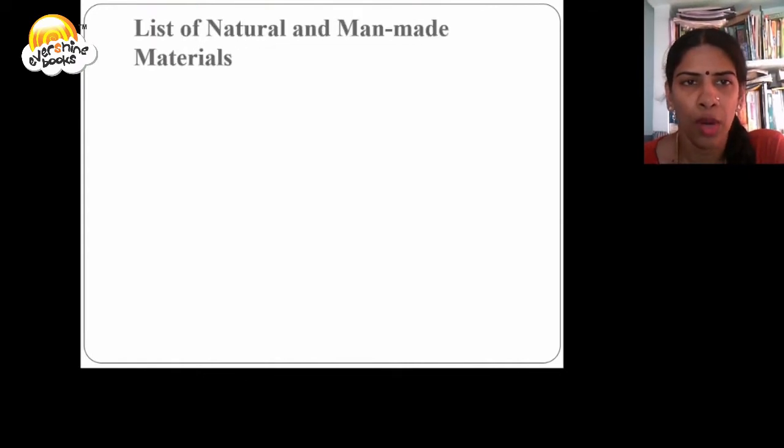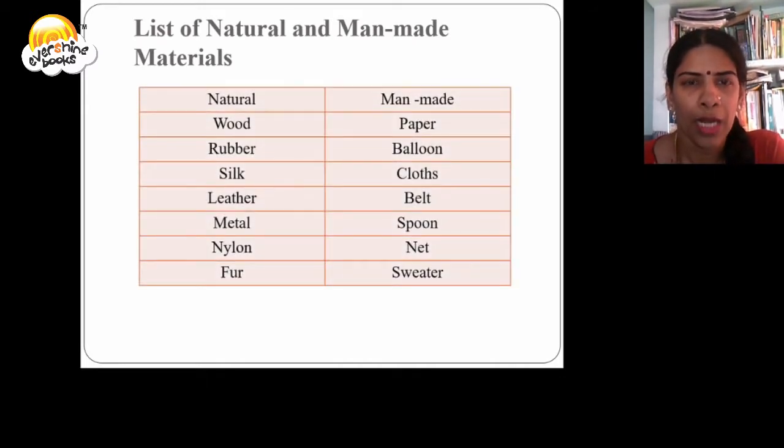Let us now discuss different natural and man-made materials. Let us see how many natural and man-made materials you know. Natural materials include wood, rubber, silk, leather, metal, nylon and cork. Whereas man-made or artificial materials include paper, balloon, cloths, belt, spoon, net, sweater, etc.